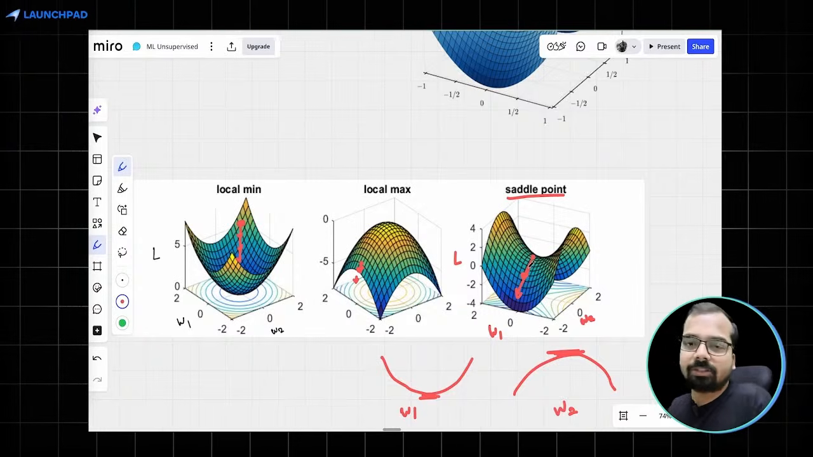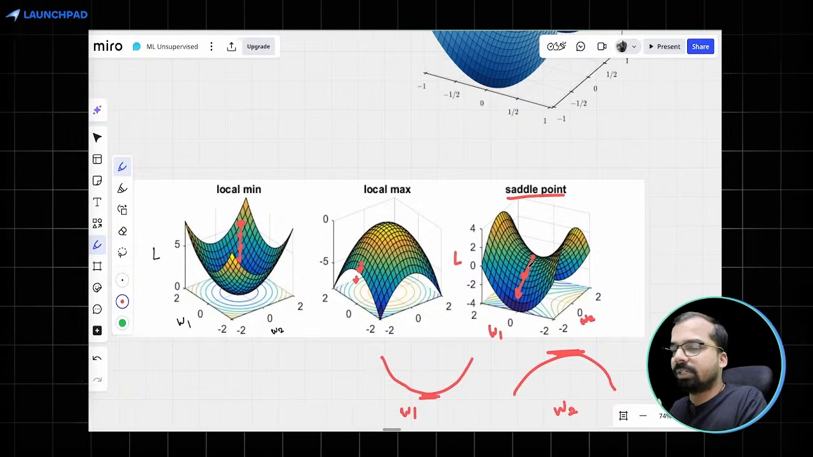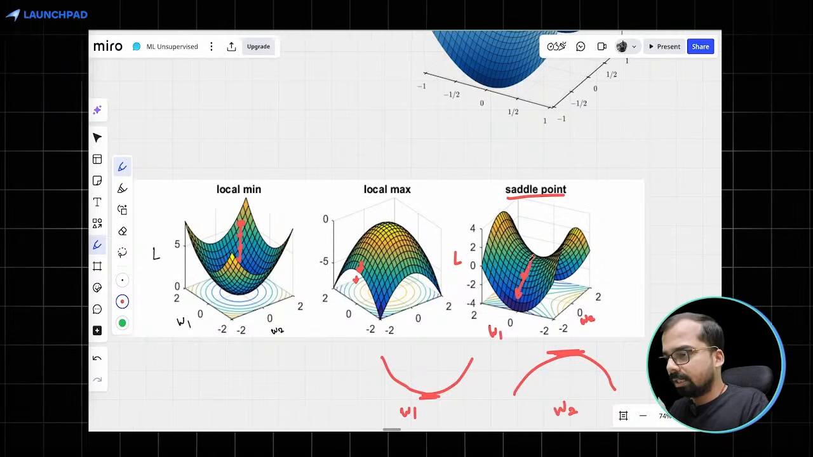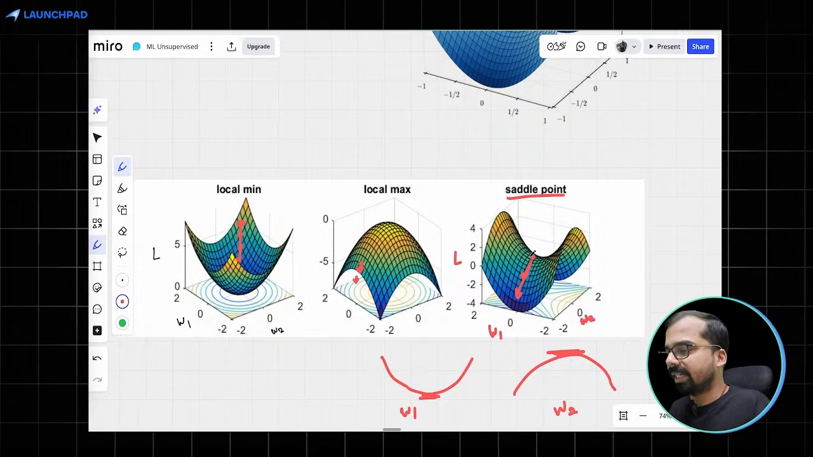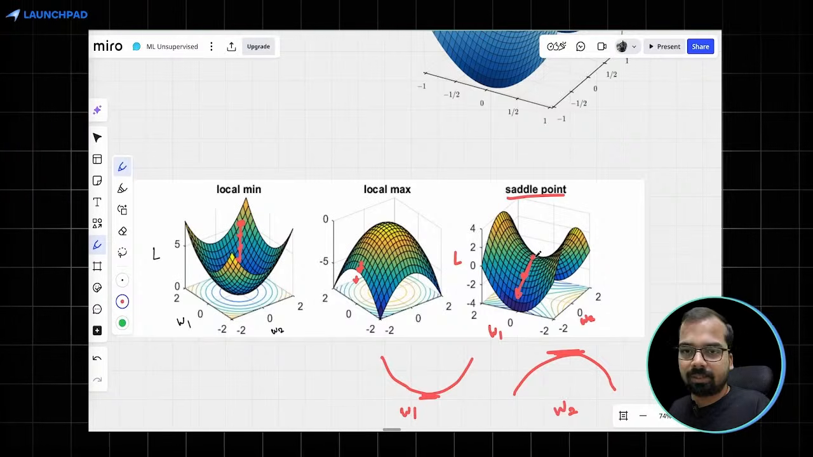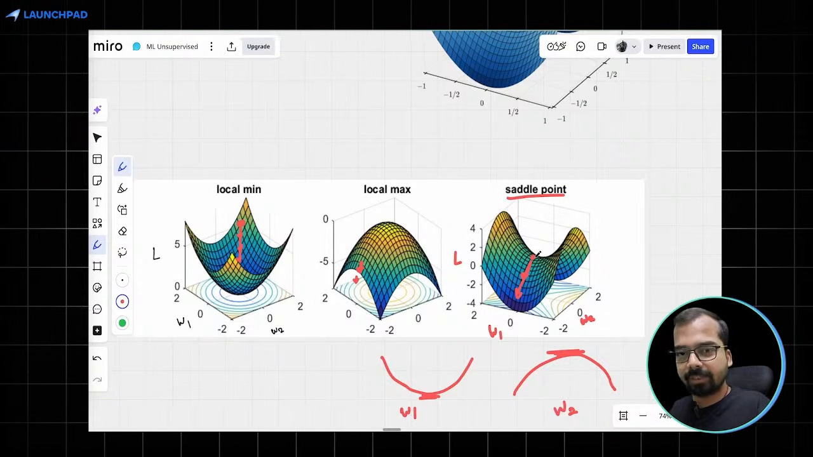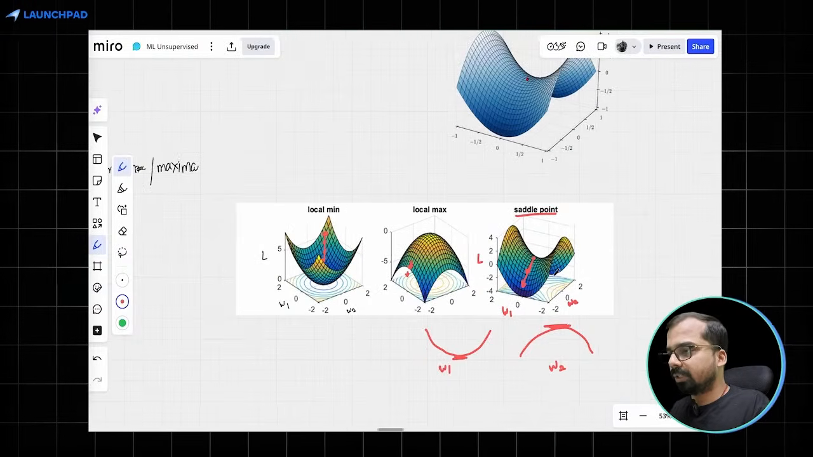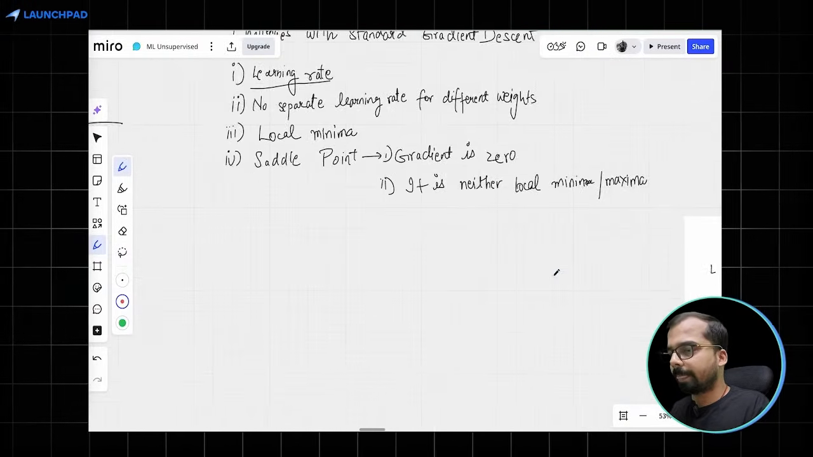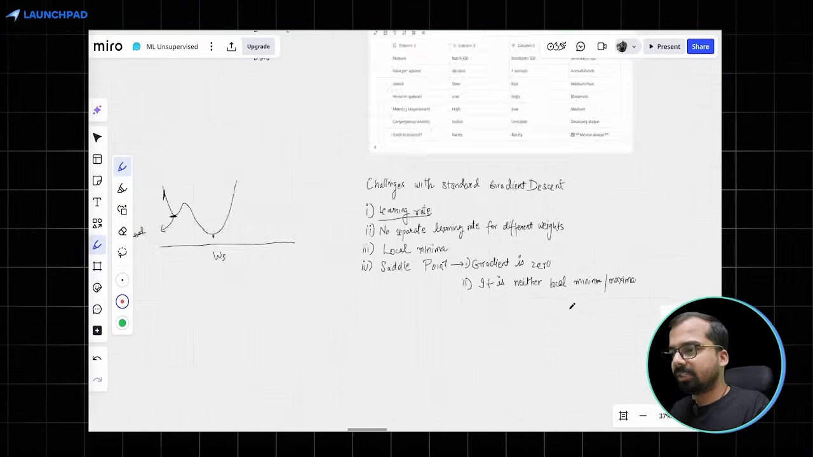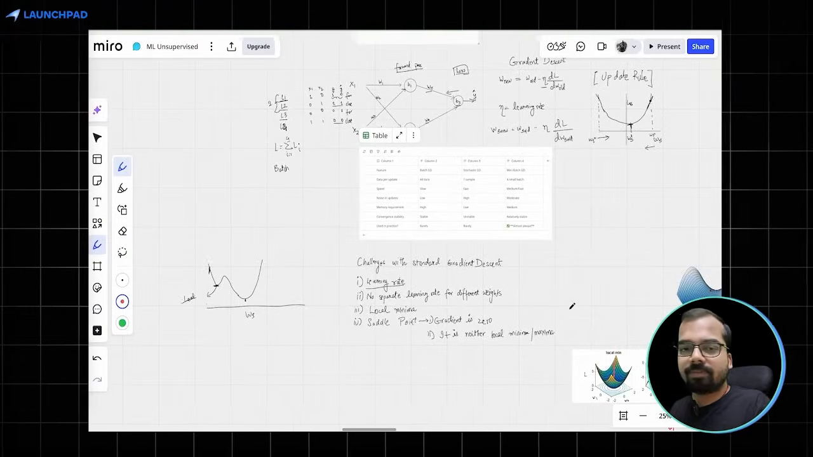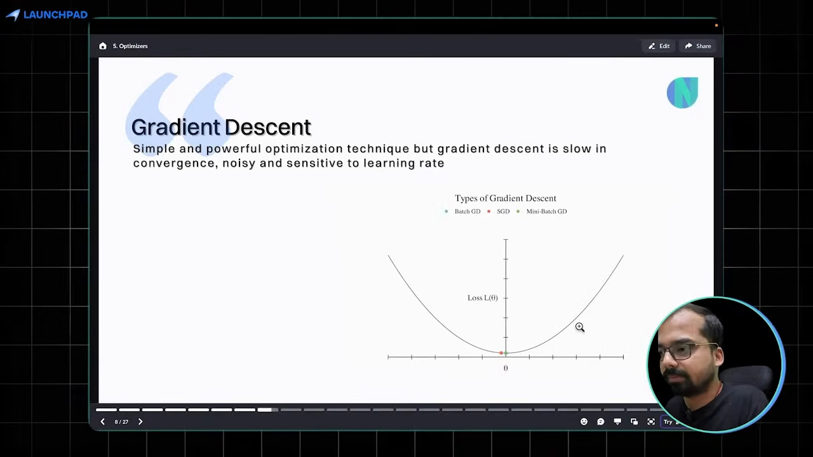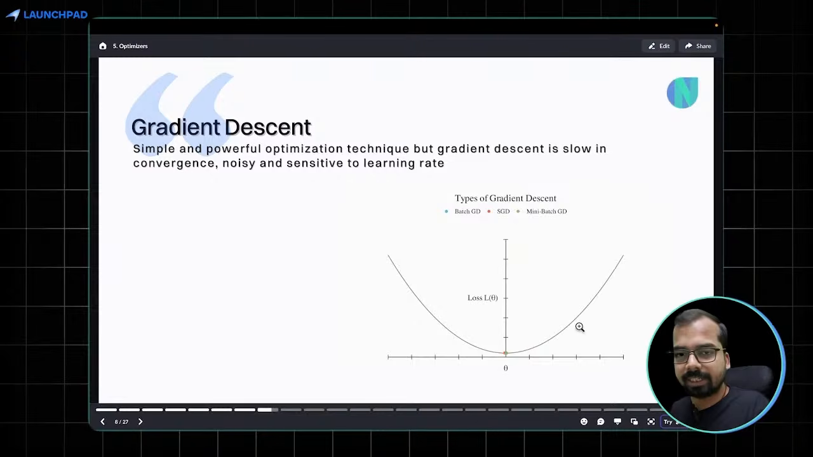So here the slope actually becomes 0, but it's not a local minimum, right? It's not a minimum point. So a lot of times the gradient descent might get stuck over here, or it will be very slow at this point. That is another problem. In order to solve these problems, some modifications were done on top of our standard gradient descent algorithm, and that's what we are going to study next.